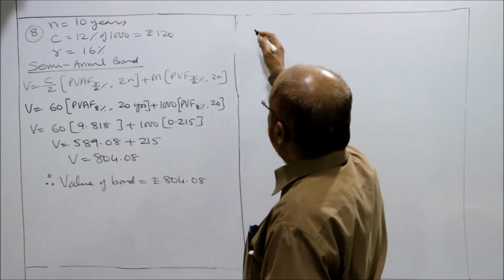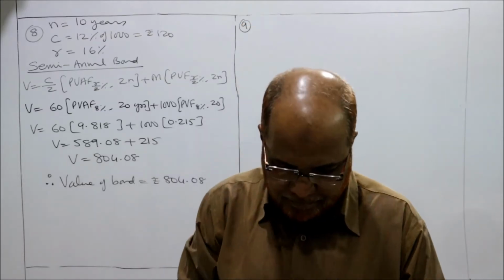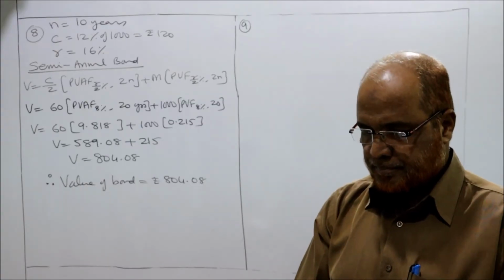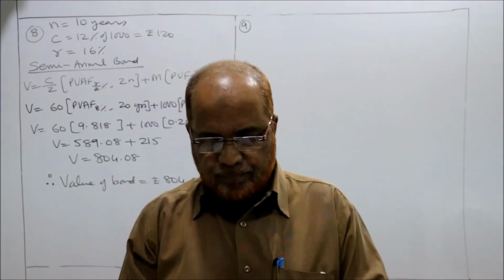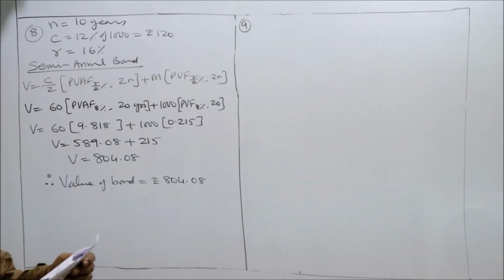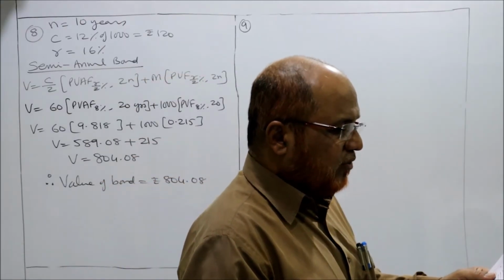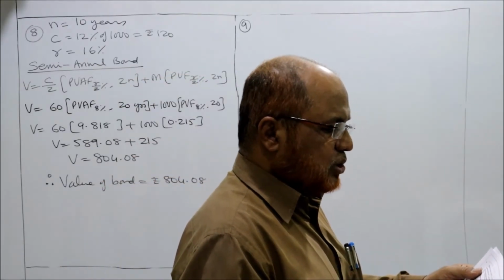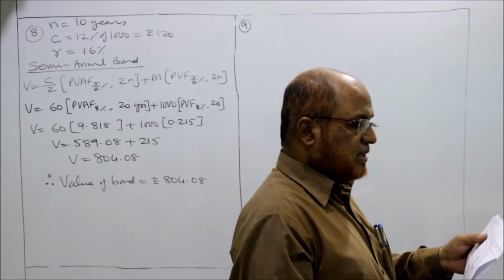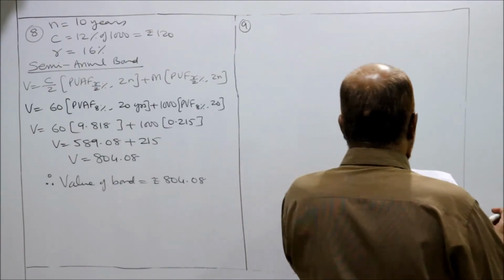Now we'll take up the ninth problem. What is the value of a bond of rupees 1000 paying a 3.5% annual coupon rate in annual payments over 10 years until it matures? If its yield to maturity, the required rate of return, is 6%, what is the bond's present value if the coupons are paid semi-annually?